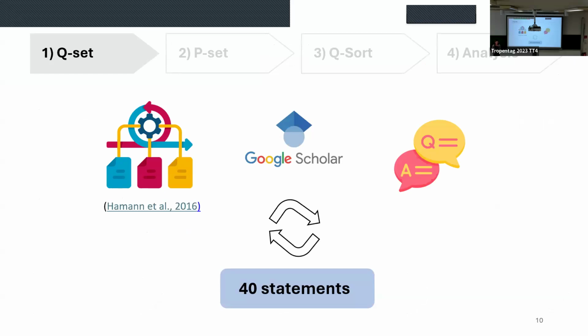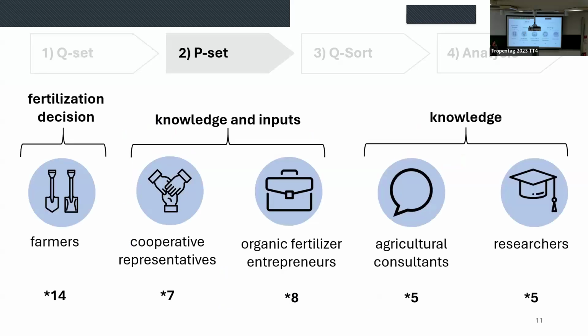I had a framework which offered me some categories for environmentally friendly decision-making, and I filled these categories adapted to organic fertilization decision-making with some insights from the literature and also from expert interviews. And this way I came up with 40 statements. These 40 statements I presented to 39 participants from 5 different groups.